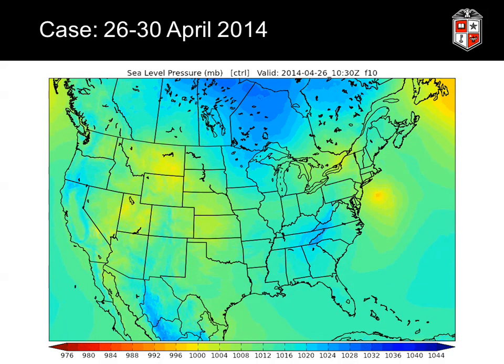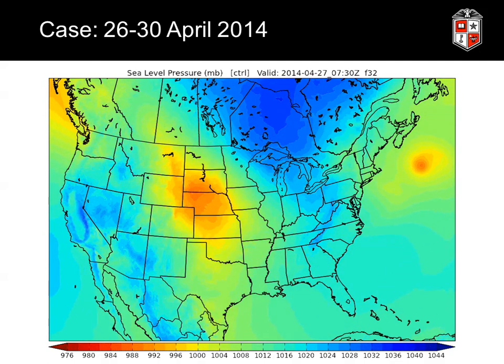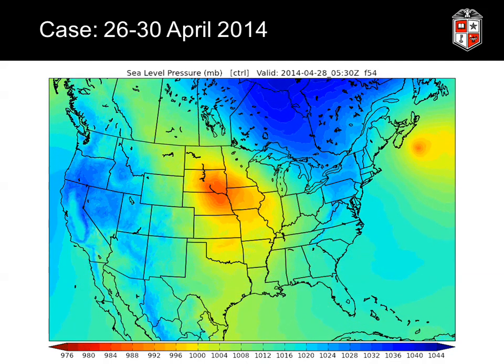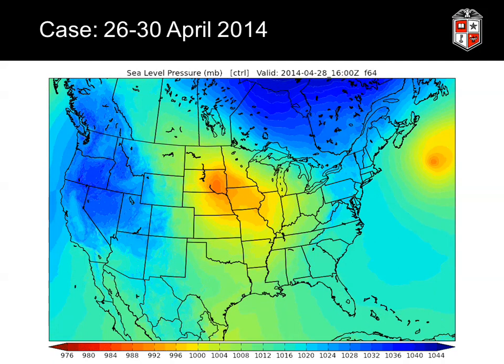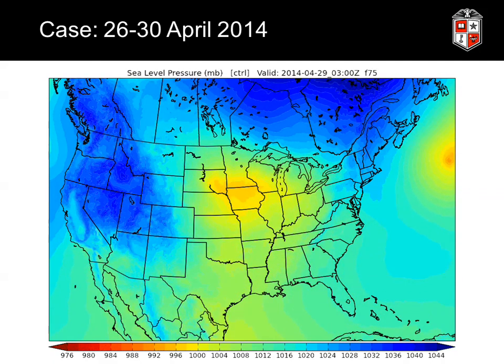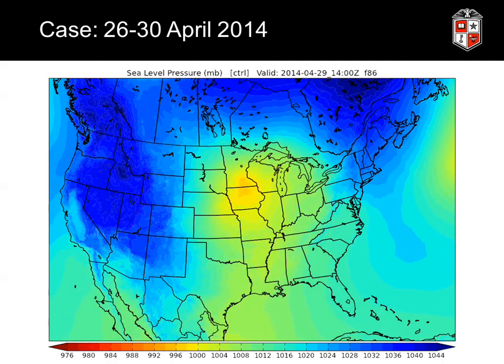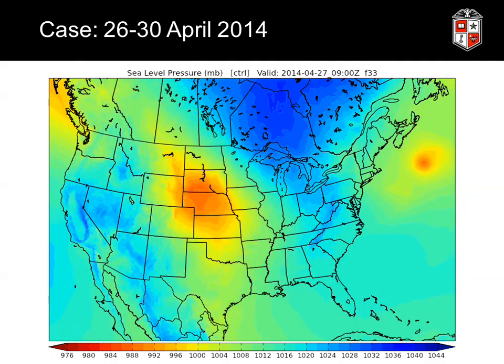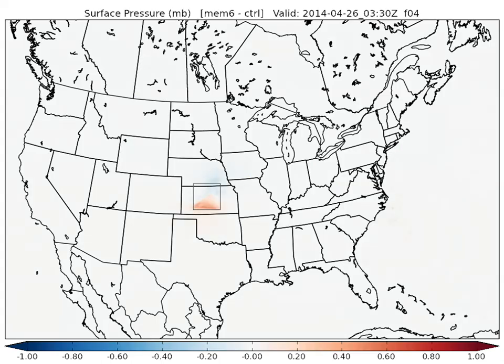So the case that I'll be showing you today is the 26th through the 30th of April of this past year. As you can see in this image, the sea level pressure is being shown here, and there is cyclogenesis that first occurs in northeastern Colorado, and the cyclone deepens as it moves into Nebraska, and then at the end of the forecast, the cyclone is positioned in Iowa. So this first animation here is the pressure perturbation caused by the wind farm here in central Kansas.